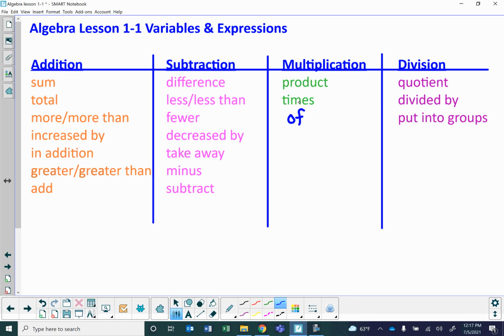So everything in this first column means we're going to add. Everything in the second column means we're going to subtract. In the third column, we're going to multiply. And in the fourth column, we're going to divide.